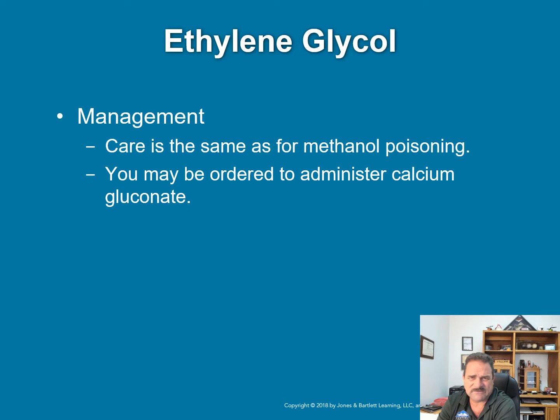Management of care is the same as for methanol poisoning. Not a whole lot you can do. The exception: you may be ordered by medical control to administer 10 milliliters of 10% calcium gluconate by slow IV push to treat the hypocalcemia. So once at the hospital, they focus on correction of the acidosis and the administration of fomepizole or ethanol, and then renal dialysis.